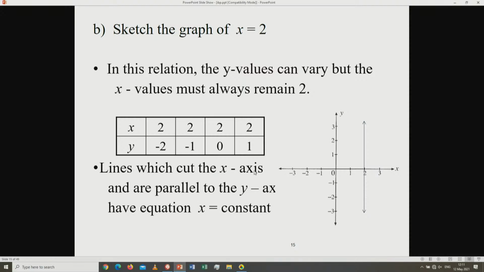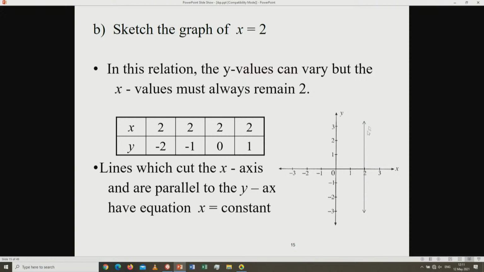This line, which cuts the x-axis and is parallel to the y-axis, has the equation x equals a constant, right? The one that we did earlier was just y equals 2. But look at this one. It is a vertical line. It only cuts the x-axis, not both, only one. That is why when y is minus 1, x is always 2.